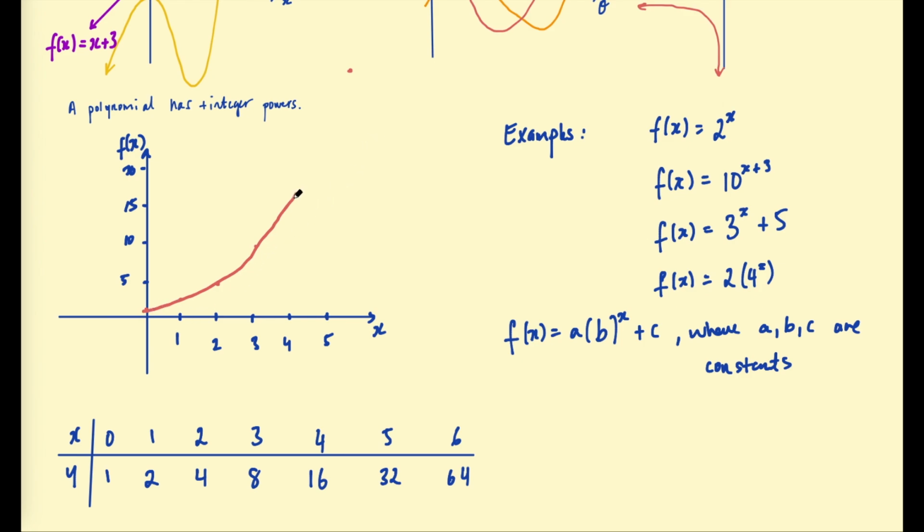Okay, not too bad. And that keeps going up there, and that is f of x equals 2 to the x. Okay, not too bad. Okay, so is there anything you noticed?